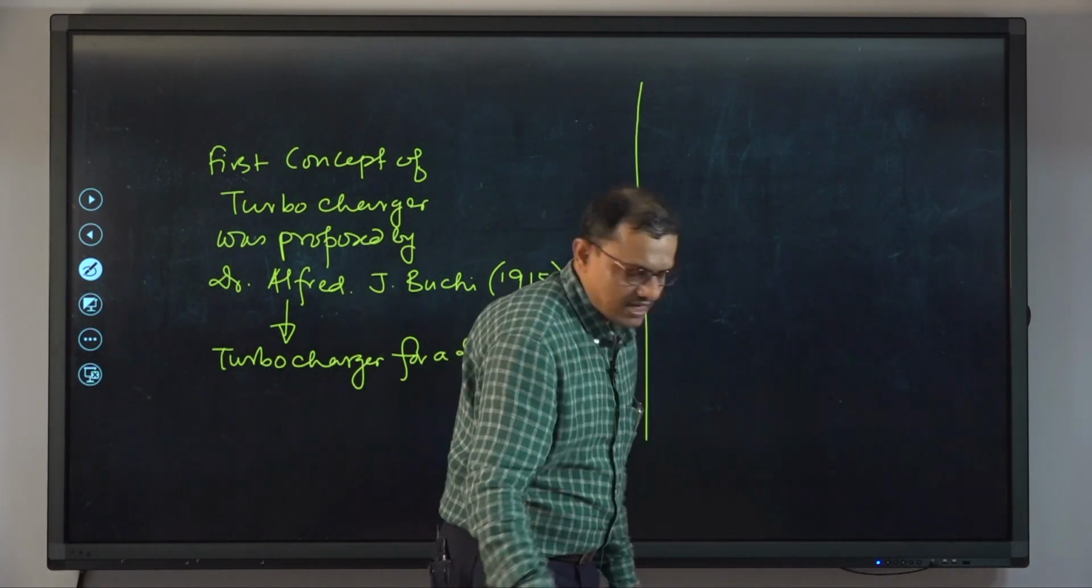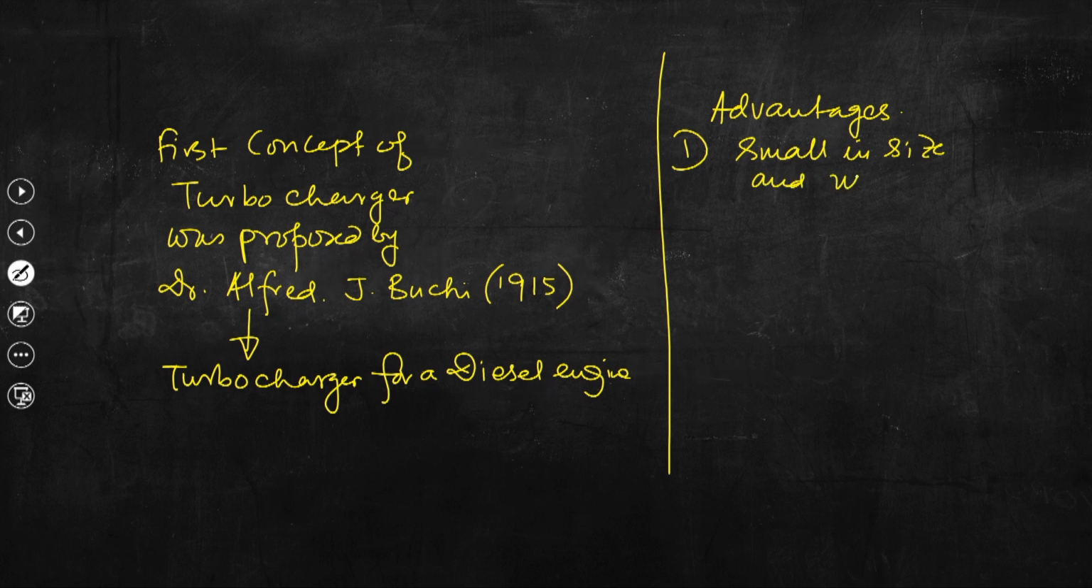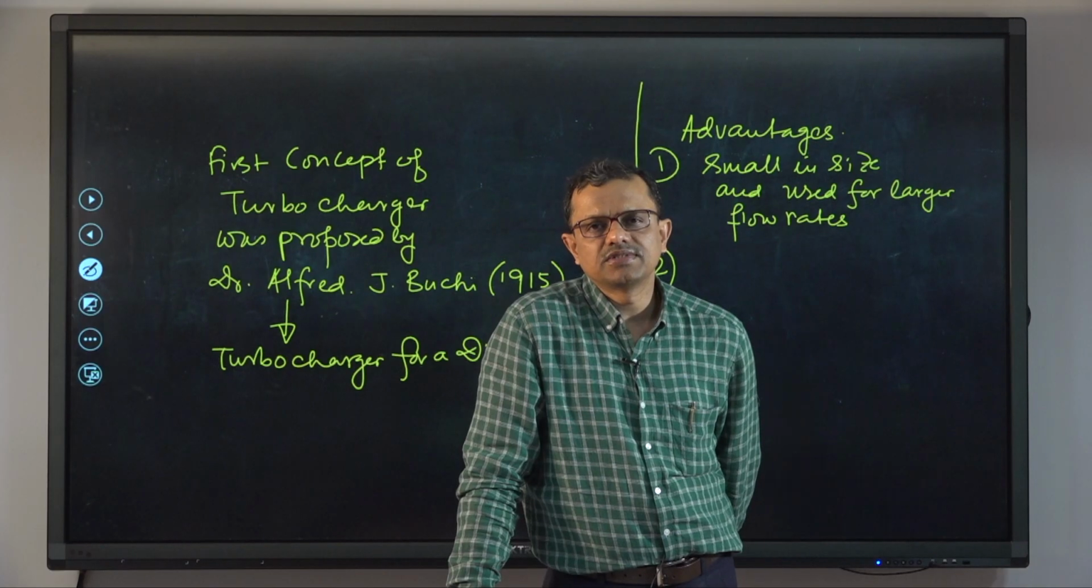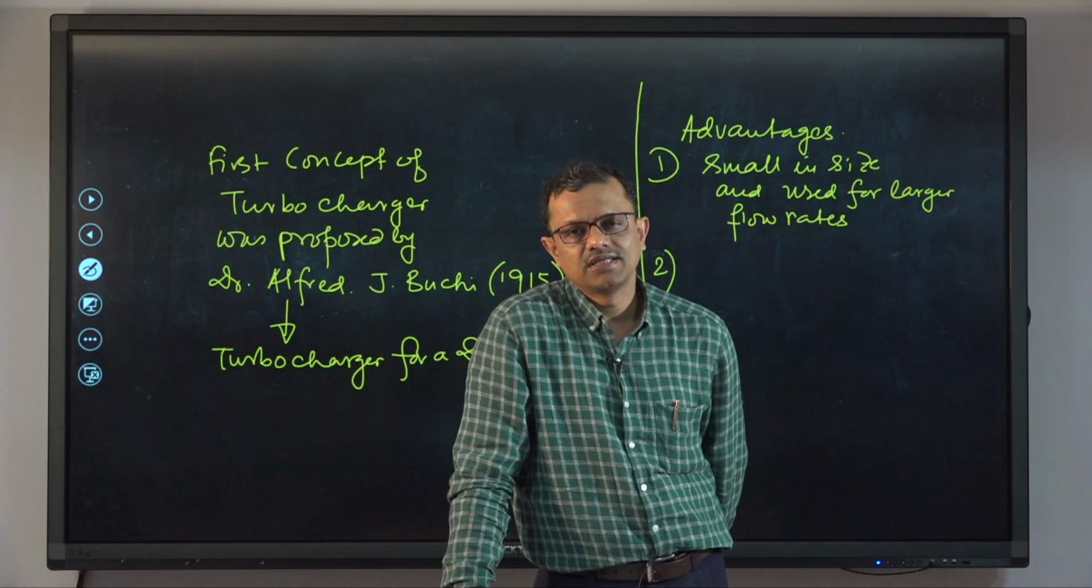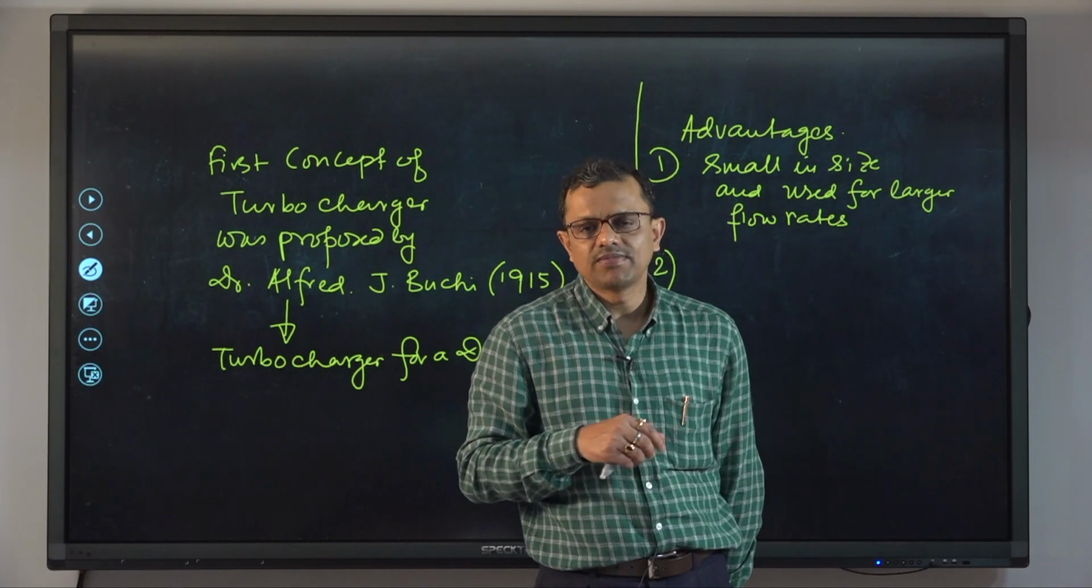So, if we write the advantages here, just as an introduction of the turbocharger: advantage number 1 is that it is small in size and used for larger flow rates. Number 2 is that the turbocharger brings economy, rather fuel economy. By how?